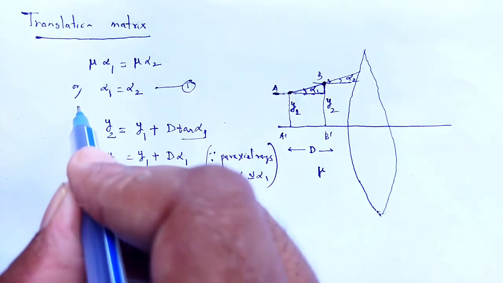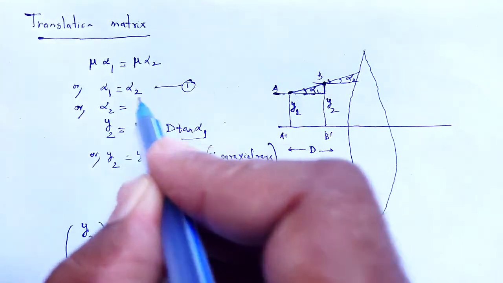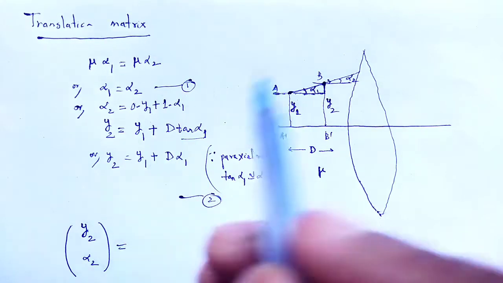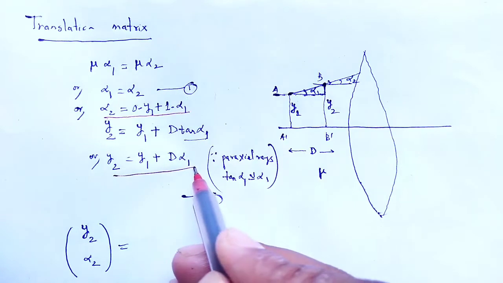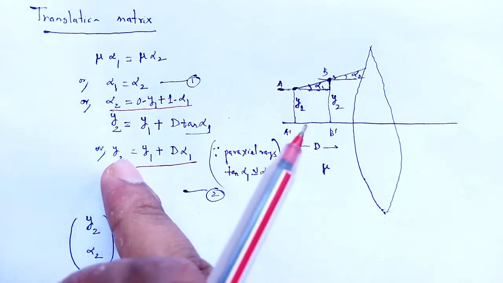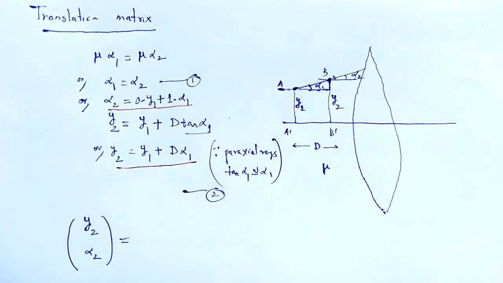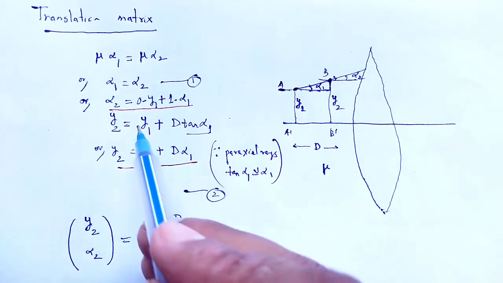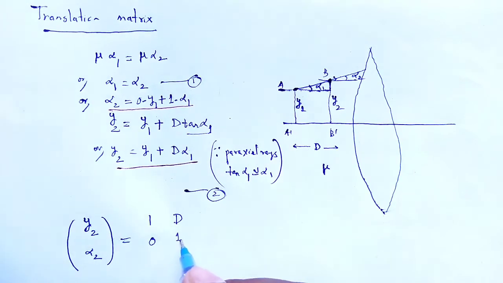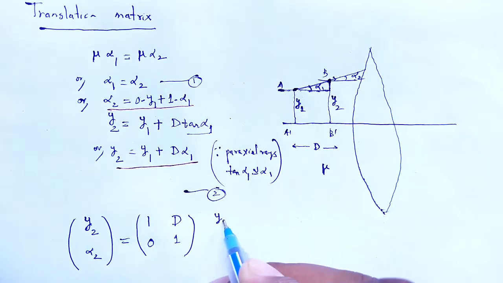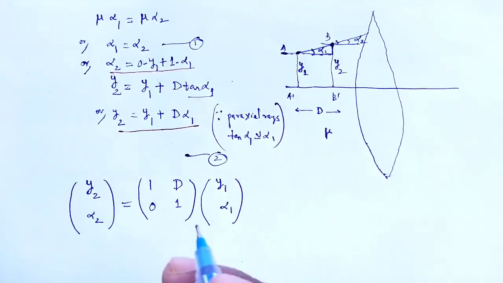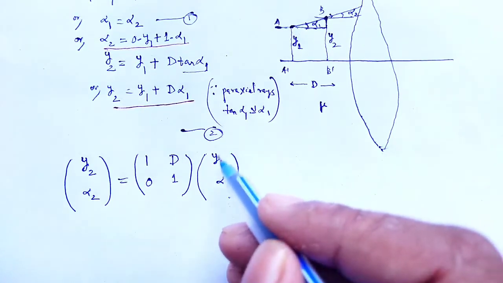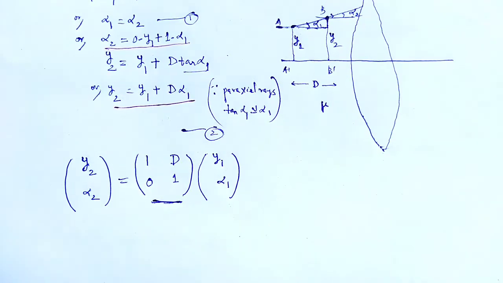Look here, that term is written as: alpha 2 is written as 0 y1 plus 1 alpha 1. Therefore this can be written in terms of matrices. So y2 alpha 2: the coefficient of y1 here will be 1, the coefficient of alpha 1 is d. Here the coefficient of y1 is 0 and the coefficient of alpha 1 is 1, and y1 alpha 1. That y2 alpha 2 is the output. This is the output matrix. y1 alpha 1 is the input matrix, and that matrix is the translation matrix.